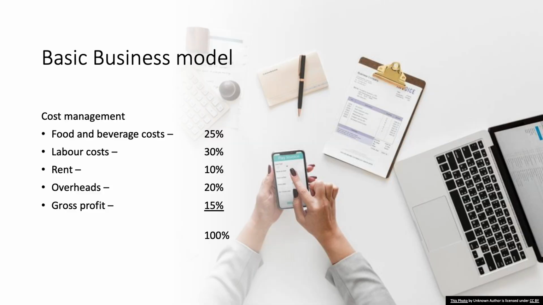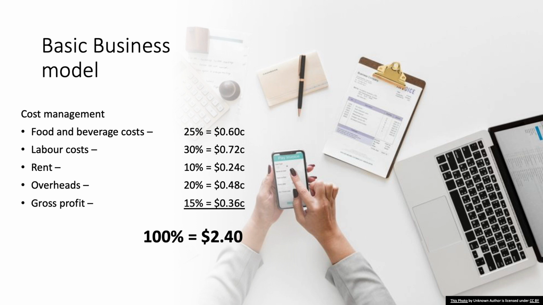The basic business model that we work on in the kitchen is food and beverage cost, 25% of the overall figure. Labor cost should be no more than 30% of the overall figure. Rent should be no more than 10% of the overall figure. Overheads, 20%. That leaves gross profit, 15%. So those figures total up to 100%.